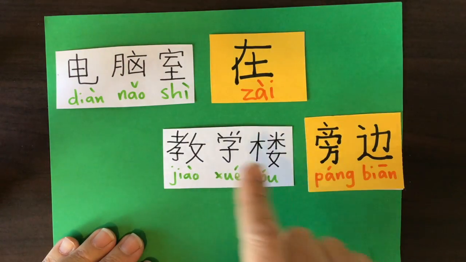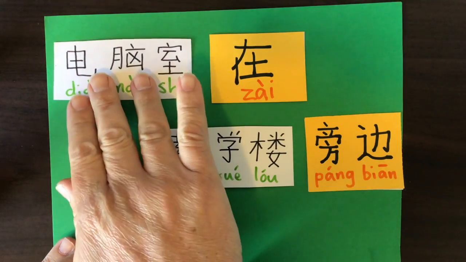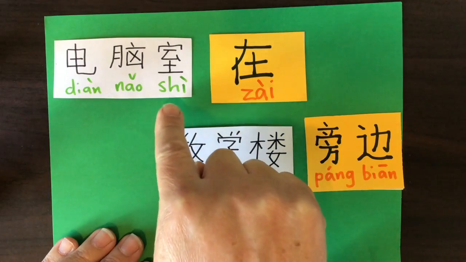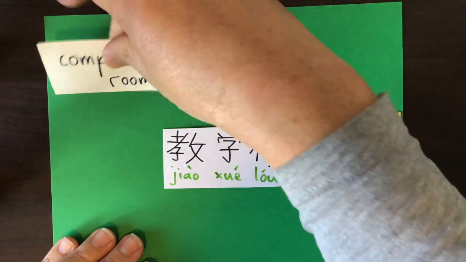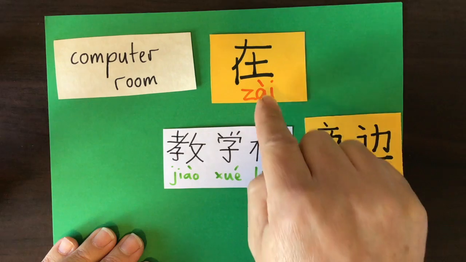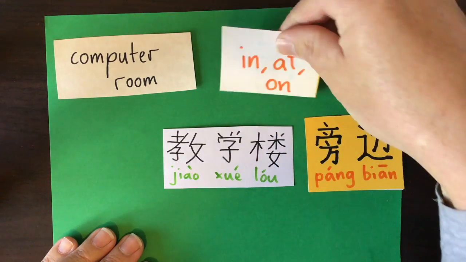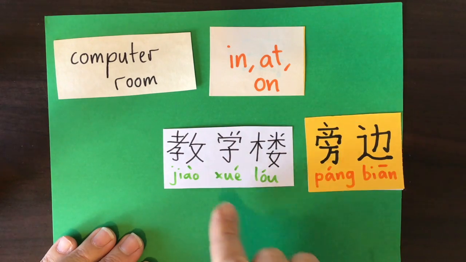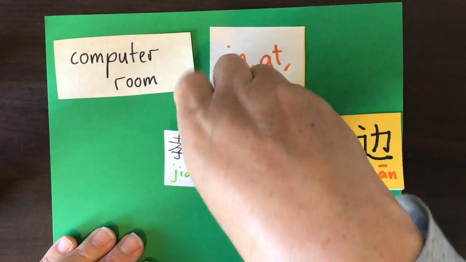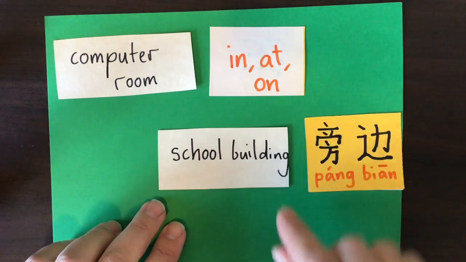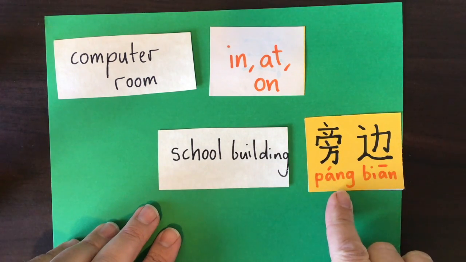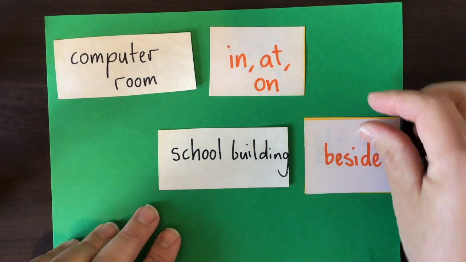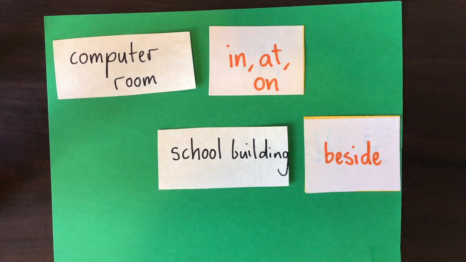When you're writing more complicated sentences, you have the place you're talking about first. 电脑是, computer room. 在 is or at or in or on. Then you have the place you're referring it to. 教学楼, the school building. And then you have the direction that it's from. 旁边, so beside. Now, on to today's lesson.